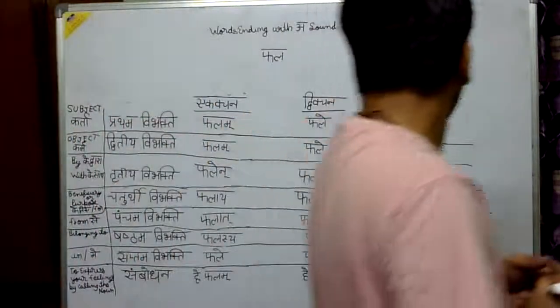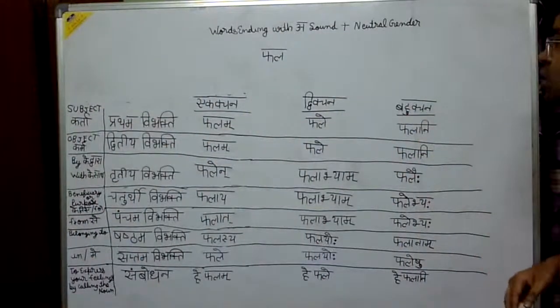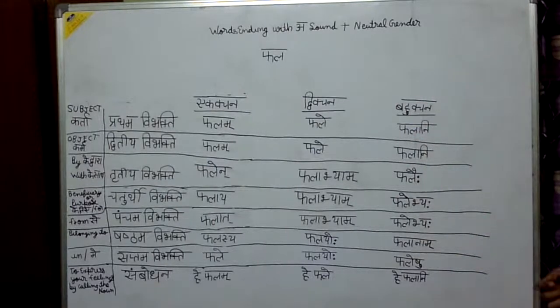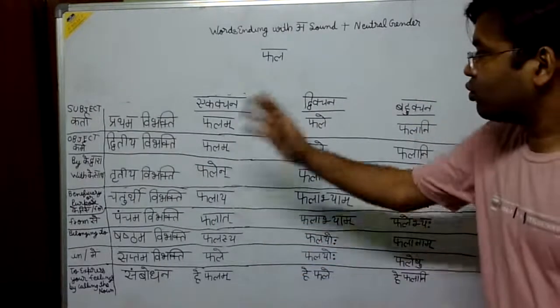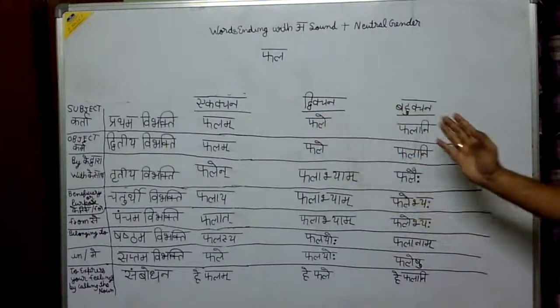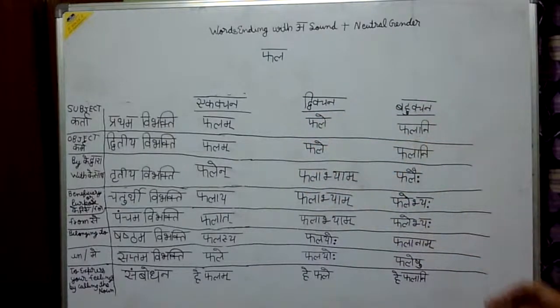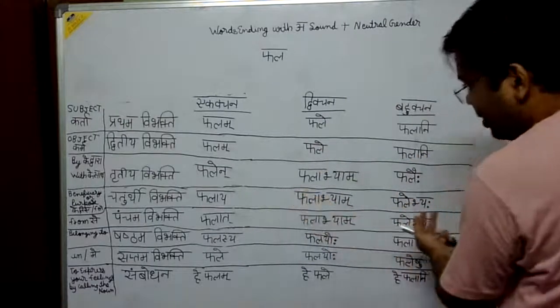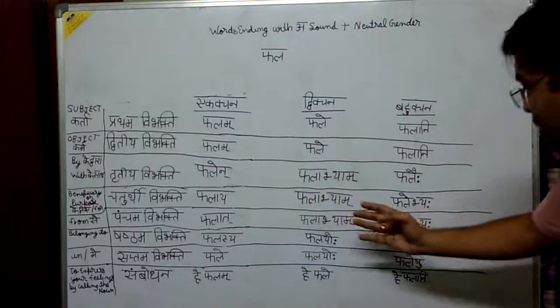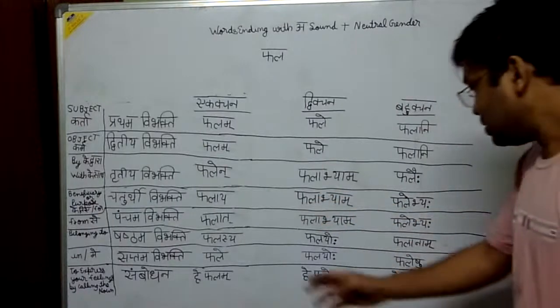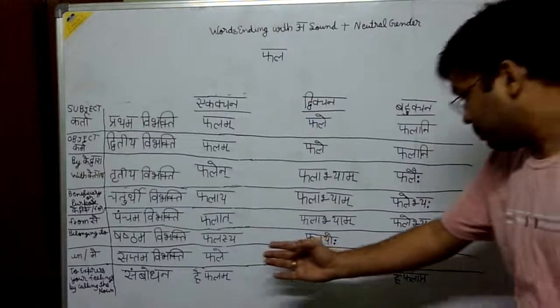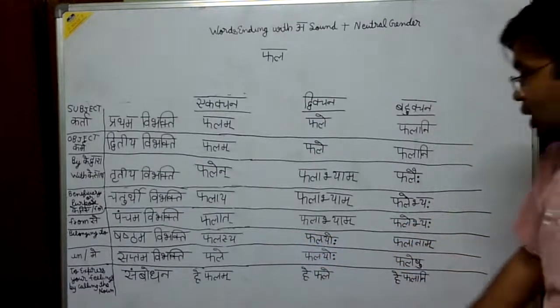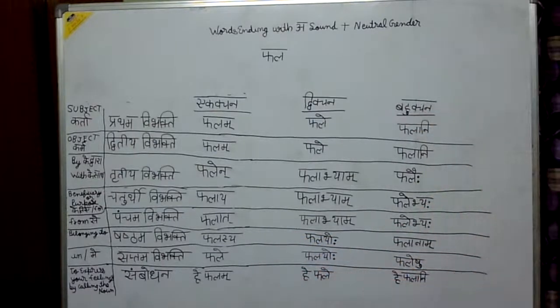Look how beautifully I have written the shabd rupas of this word phal in front of you. Phalam phale phalani, phalena phalabhyam phalaih, phalaya phalabhyam phalebhyah, phalat phalabhyam phalebhyah, phalasya phalayoh phalanam, phale phalayoh phaleshu, he phalam he phale he phalani. So these are the shabd rupas of the word phala.